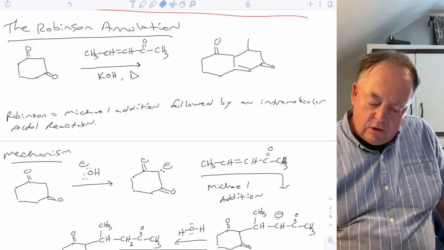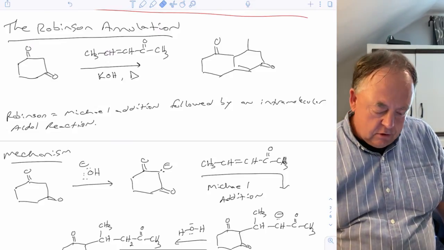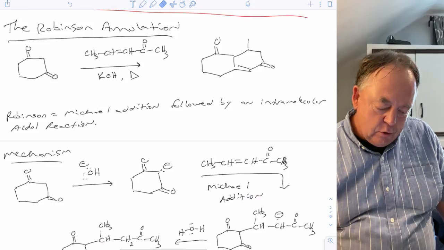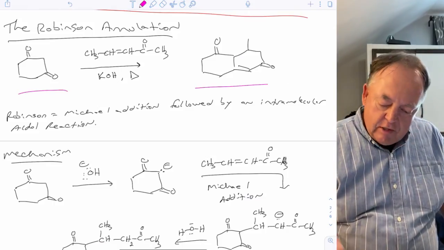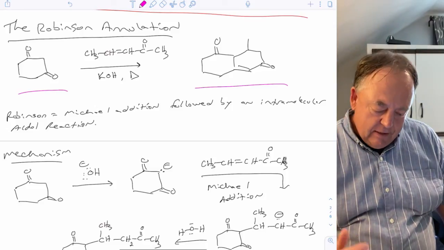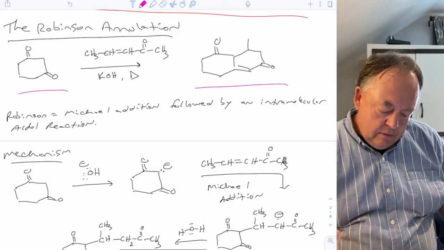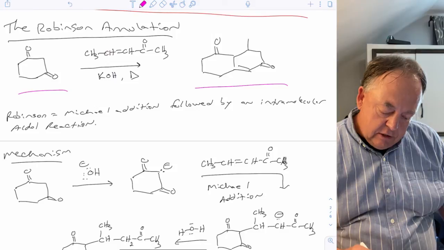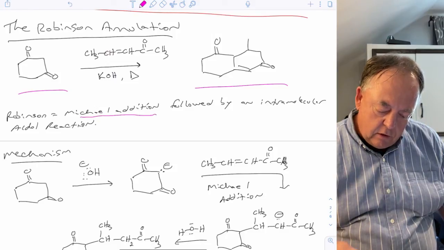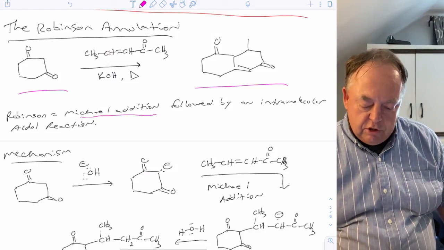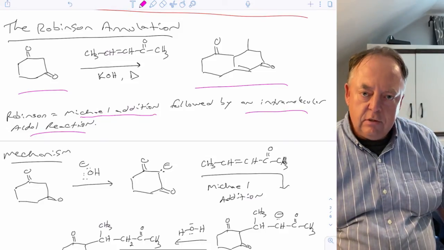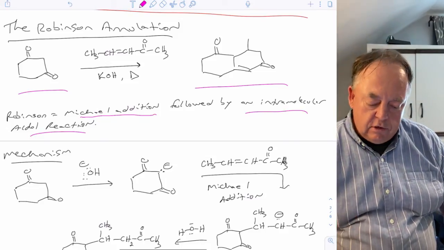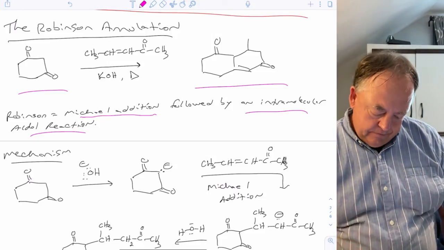Robinson annulation is one of the most complex reactions discussed in Organic 1 and Organic 2. So obviously it looks complex, right? If you start with this and you end up with that, that's the final product. So what's going on in this reaction? So Robinson annulation is a sequence of reactions. First of all, it's a Michael addition. And then once you do the Michael addition, you follow that by an intramolecular aldol condensation. That sequence is what's called a Robinson annulation.